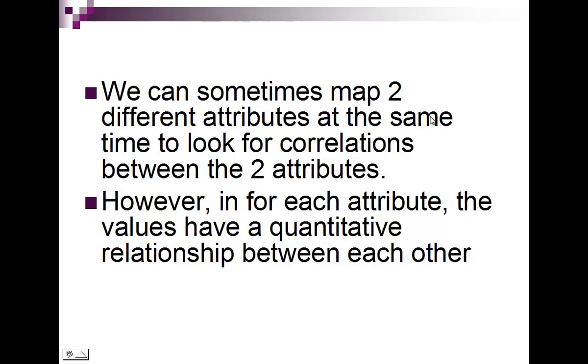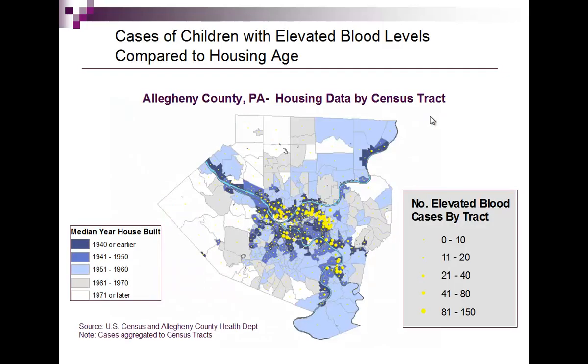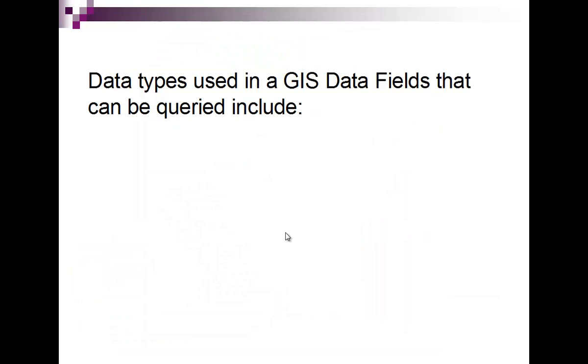So sometimes we can map two different attributes at the same time so we can look at correlations or relationships between them. Values have a quantitative relationship, and this is one that we talked about before. We looked at the age of houses versus the number of cases of lead poisoning. And you can see here, the larger the dot, the darker. These dots here are really small, and they're in lighter areas where they weren't using lead-based paint. So we can start to look at these relationships, where we show multiple variables on top of each other. And it gets pretty ugly pretty quickly on a particular map.